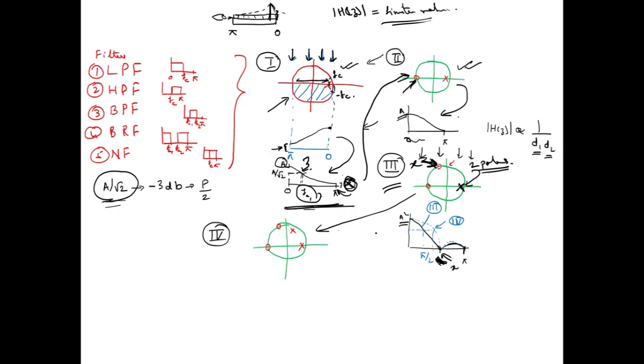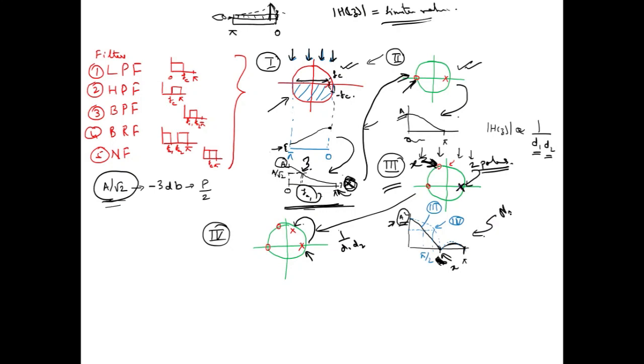Next, if we look into the fourth case, what we have done is I have taken out one of the poles from this location and I have put it near the cutoff frequency where I want. So in this case, this amplitude squared value, it is not a square, but it would be given by 1 by d1 d2.